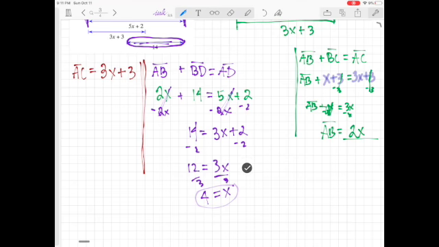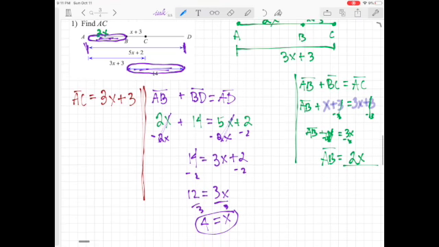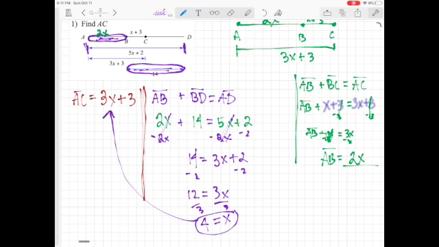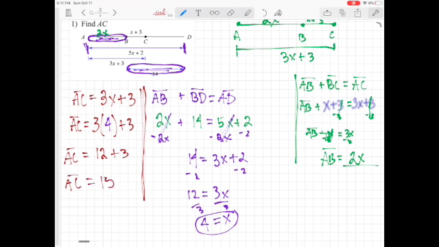So we're still not done. We still need to go to the original problem, which was to find AC. So now that we know x, I'm just going to take this, and I'm going to plug this in for x right here. AC equals 3 times 4 plus 3. So 3 times 4 is 12 plus 3. So we get AC equals 15, which is our final answer.